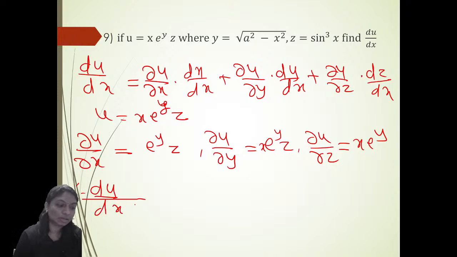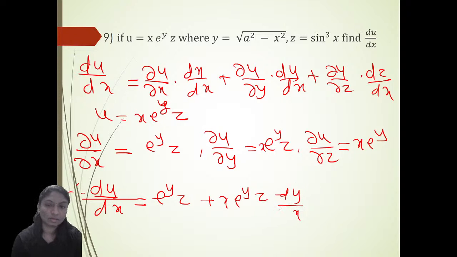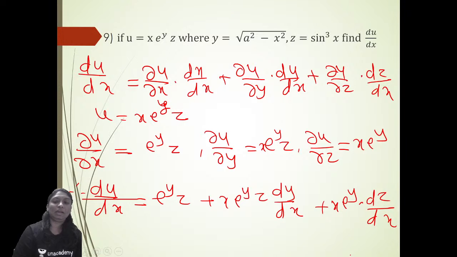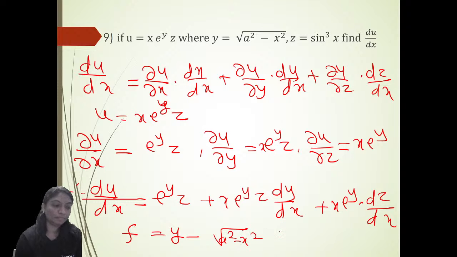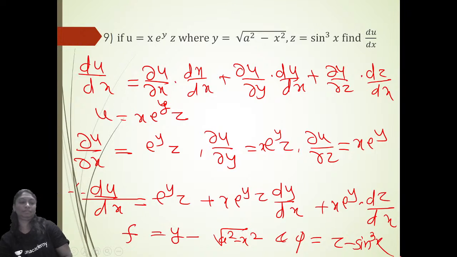So therefore du by dx is equal to e raised to yz into dx/dx plus x z e raised to yz into dy by dx plus x y e raised to yz into dz by dx. Okay. F is given. F is equal to y minus root of a square minus x square, and phi is equal to z minus sine cube x.